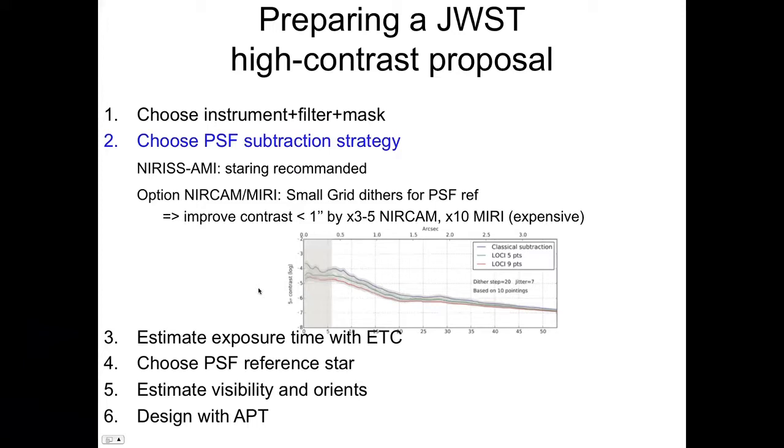But because you will do a small grid jitters with many points, this strategy will be very expensive in terms of overheads. So unless you have a specific science case or you are interested in an object very close in, you don't want to go with this strategy.